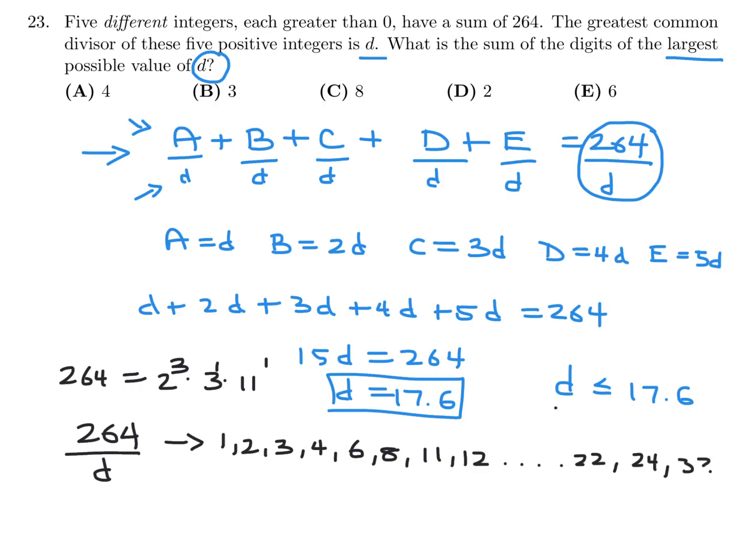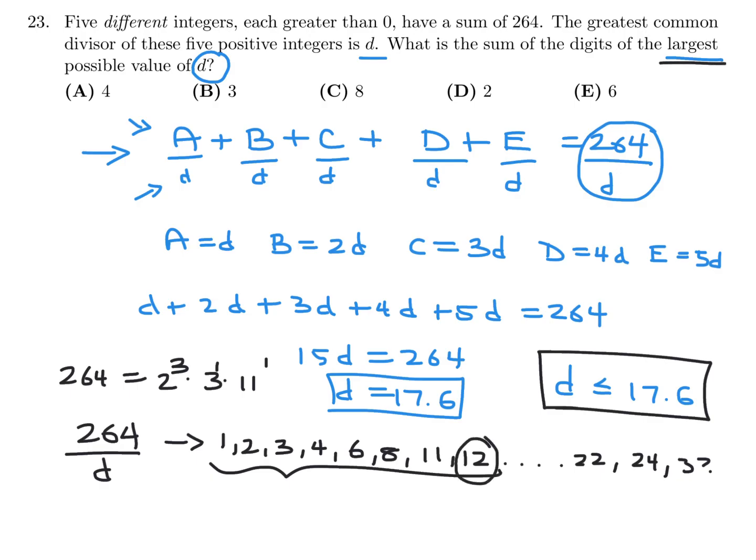But the good news is that we don't care about the ones that are above 17.6, because D is defined or calculated as less than 17.6. So we only care about these. And they want the largest of those, which is 12. And then in particular, they want the sum of the digits of that. So the sum of the digits of 12 is 1 plus 2, and therefore that is 3. So, interesting question. That would be answer B for this number 23.